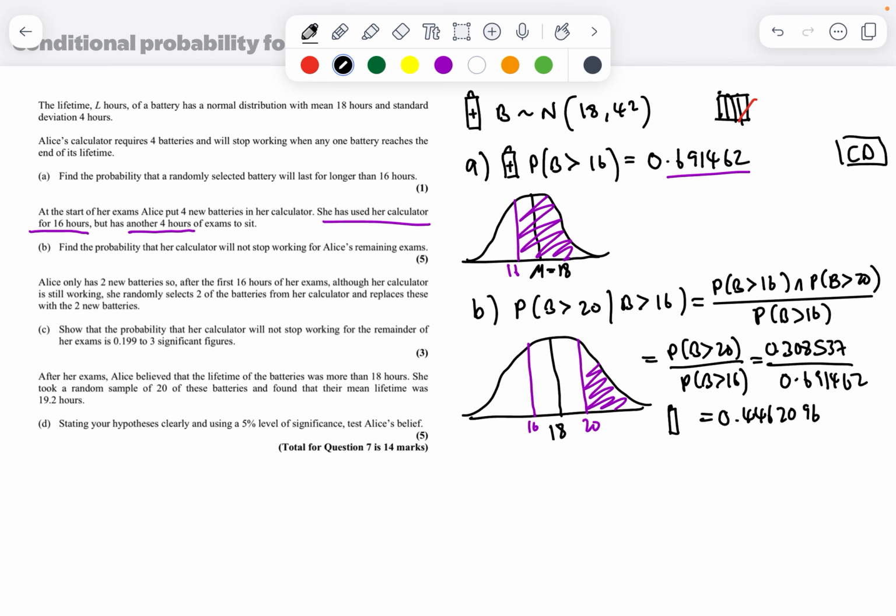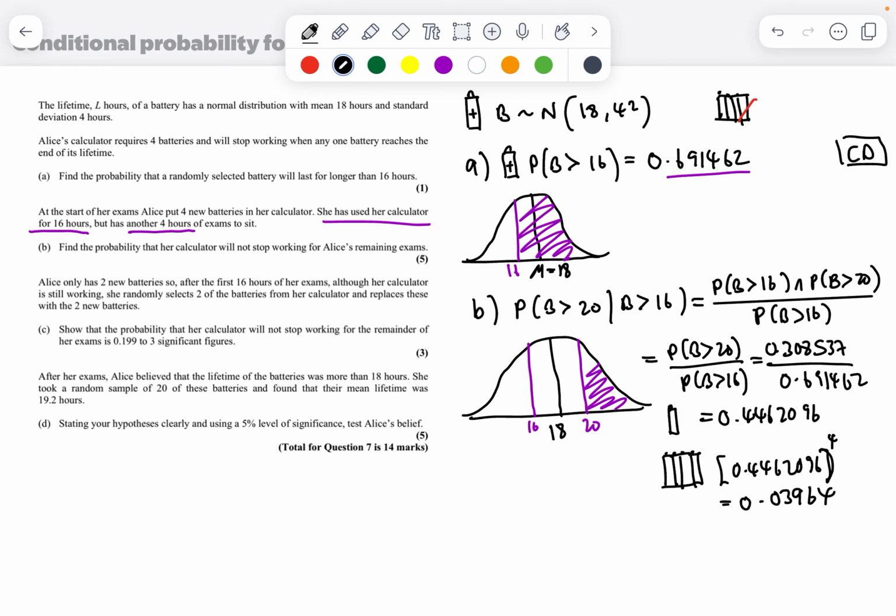So we want it for 4 batteries. So for her calculator to continue to perform, I need that to be true 4 times. So the probability is 0.446296, and I have to raise that to the power of 4, which is 0.03964. So a bit less than 4%.